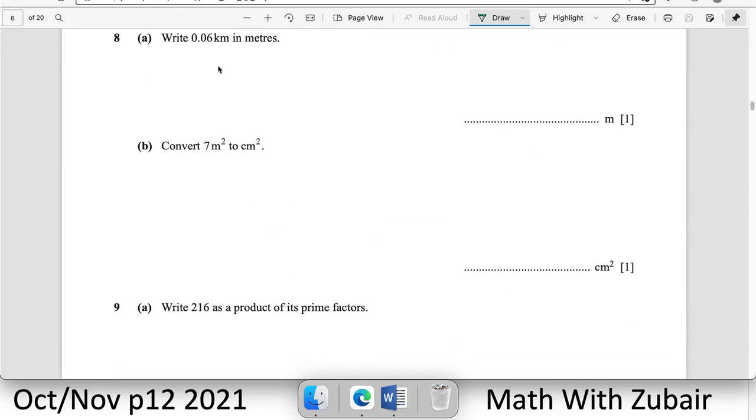Write 0.06 kilometers in meters. So we know that we have 1000 meters in 1 kilometer. So just simply multiply and get the answer.